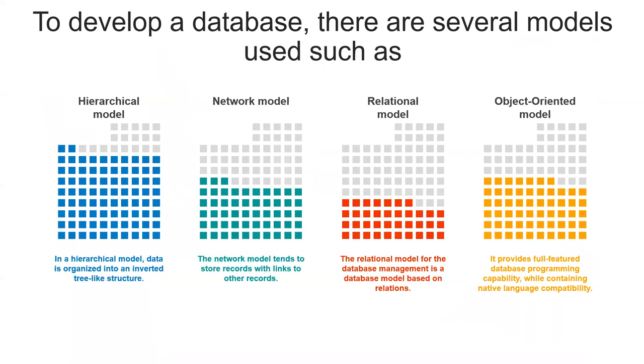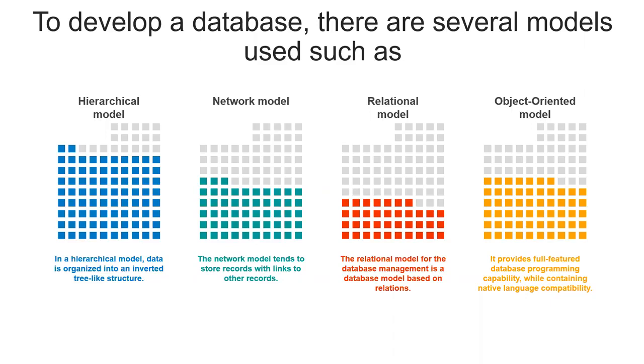Nowadays, to develop any database, there are several models used, such as the hierarchical model, network model, relational model, and object-oriented model. In a hierarchical model, data is organized into an inverted tree-like structure. You will understand it from the next slides, which I will show you.